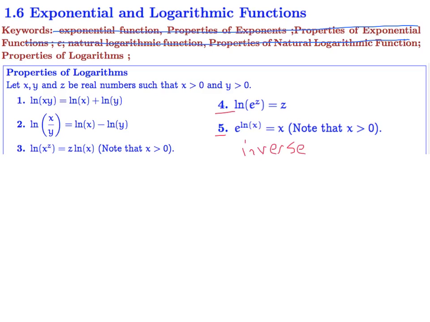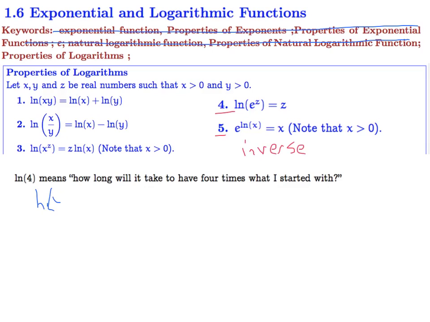And before we go about using these other properties 1, 2, and 3, let's think first a little bit about why they make sense. So natural log of 4 really means how long will it take to have 4 times what I started with. Remember we talked before about what this really means. Natural log of 4 is going to equal a value, it's going to equal a time. And this time is going to be the exponent I need to put in e to the b so I get out 4.